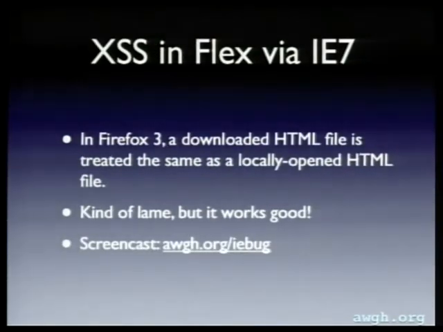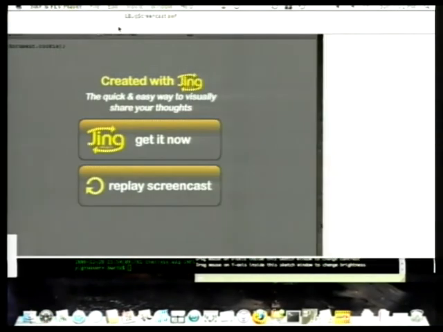Now, in Firefox 3, they handle this situation better. A downloaded HTML file is treated exactly the same as a locally opened HTML file. Even if you hit open, what it really does under the hood is save it and then open it in a local context. I admit this trick is kind of lame. I'm not trying to tell you that I'm cool. All I'm saying is that this works, and I think it's kind of slick.